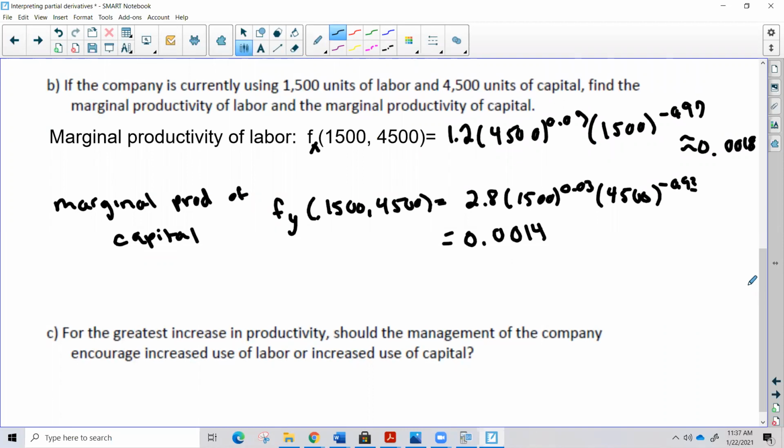And then it says, for the greatest increase in productivity, should the management of the company encourage increased use of labor or increased use of capital? And it's talking about at this point. So we want which one is higher. And so if we look at this, Fy is smaller because it's 0.0014 compared to 0.0018. So Fy is less than Fx, not by a lot, but a tiny bit. And so we want to increase X. So increase the use of labor, which is X.